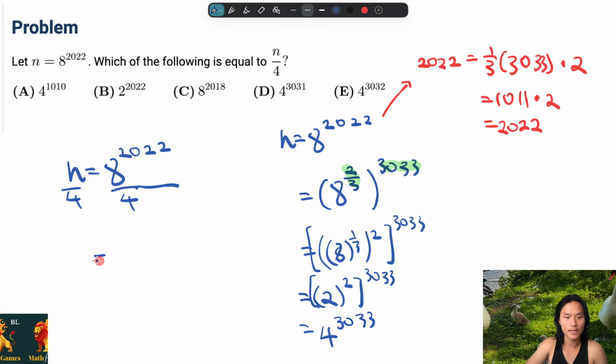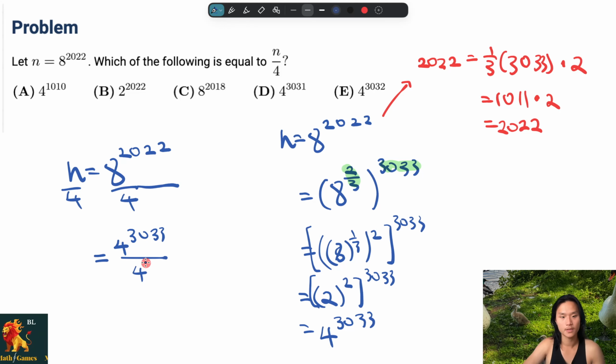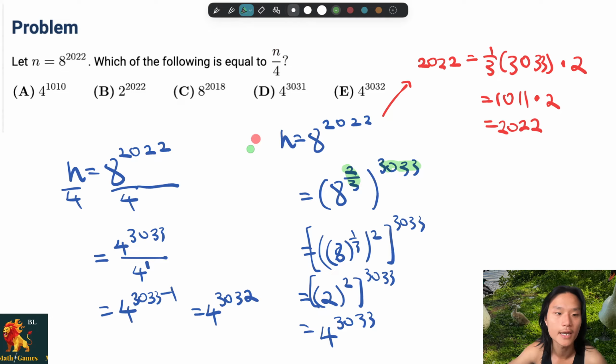So we can now write that here, 4^3033 divided by 4. On its own, it's just 4 raised to the power of 1. And we remember that when we divide powers, we are really subtracting them. So 4^(3033 minus 1) equals 4^3032. So looking at our options, we get the answer E.